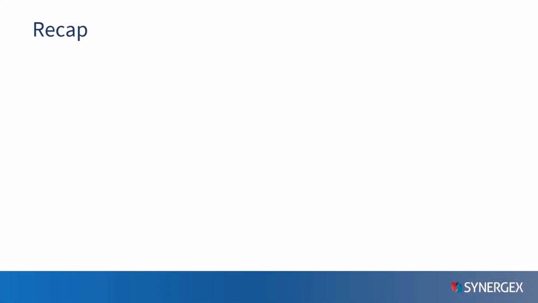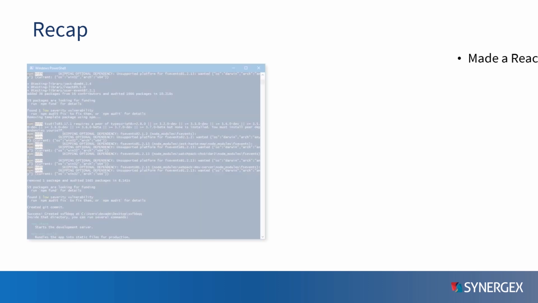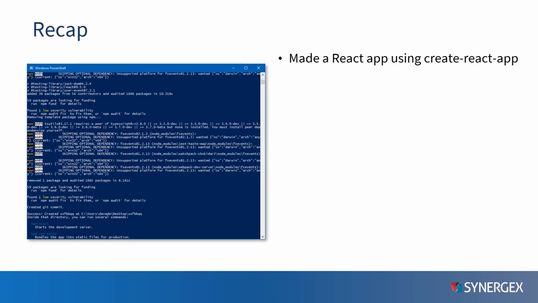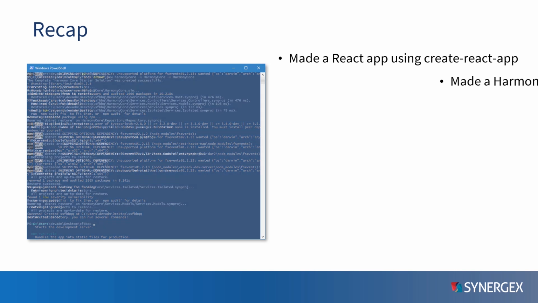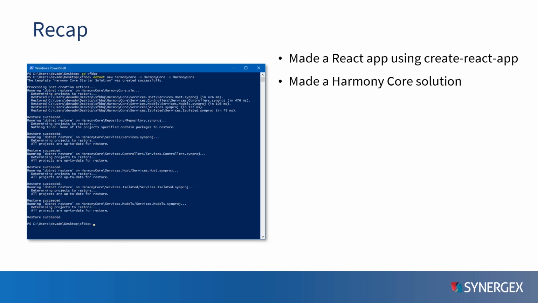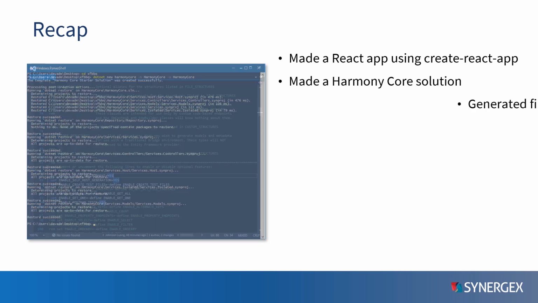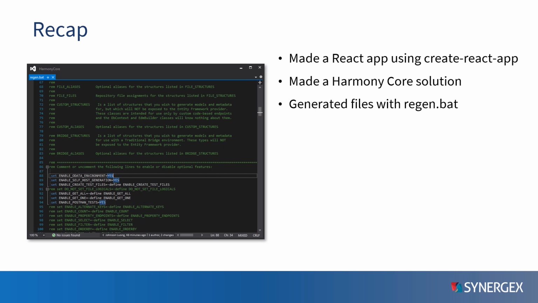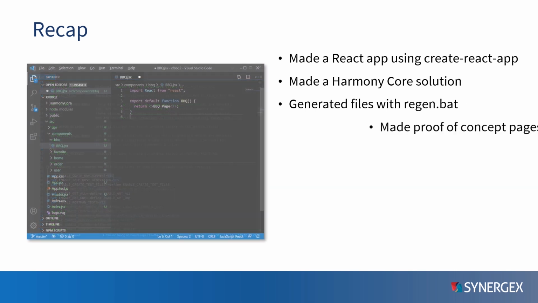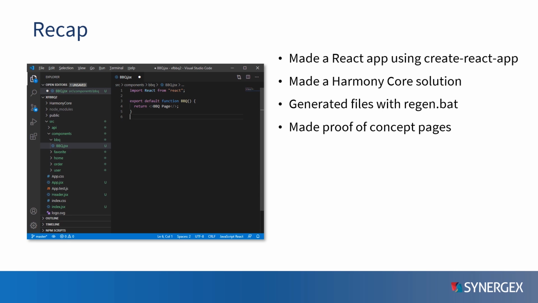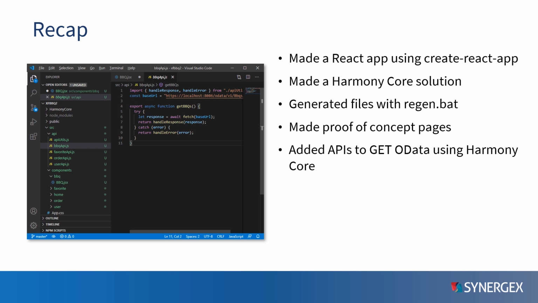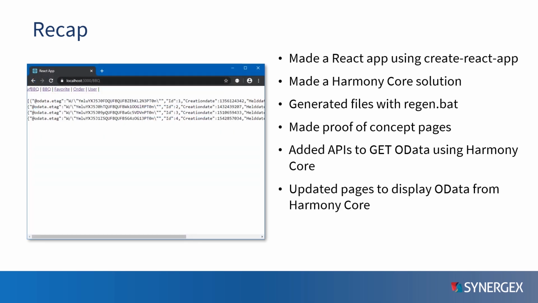Okay. So let's just recap what we have done so far. We have made a React app using create React app. And then we have made the Harmony Core solution as well. Files are generated with regen.bat. And then we initially had those proof of concept pages. Add the API to get data from Harmony Core. And then the pages have been updated to get that data.